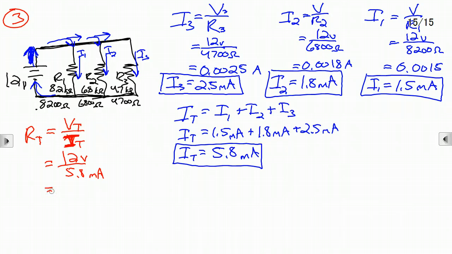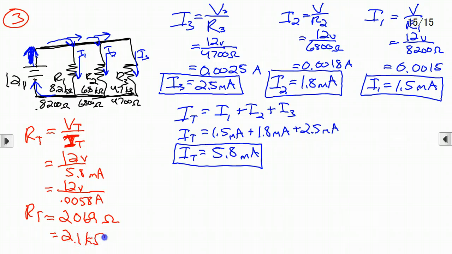So you know what? Just to keep everything normal, I should keep everything in the original units. That'd be 12 volts over 0.0058 amps. Because a volt over an amp will give me an ohm. So let's see what that is. 12 divided by 0.0058 equals 2,069 ohms. That's my total resistance, or about, say, 2.1 kilo ohms.